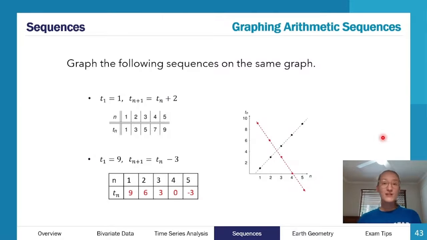So what differences can you see here? The main thing I notice is that in this one, with a positive common difference, we can see linear growth: same pace, straight line, increasing growth. Here, with a negative common difference, we can see the linear decay. It's decreasing by the same amount each and every time, which is really, really interesting.